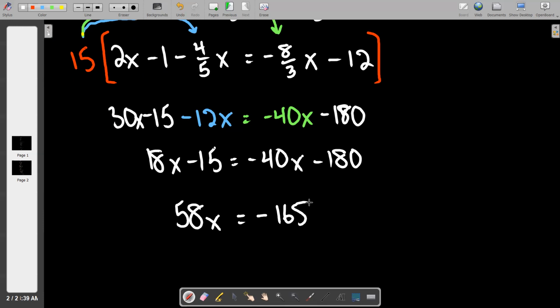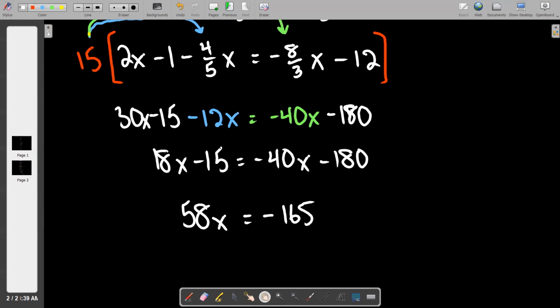For the first time ever in your presence, I am not showing work. That's going to be something that I start to allow more and more at this point. First time you screw it up, though, from not showing your work, I'm going to make you go back and show it again. And then we're going to divide both sides by 58, and we're going to wind up with a final answer of x equals negative 165/58.